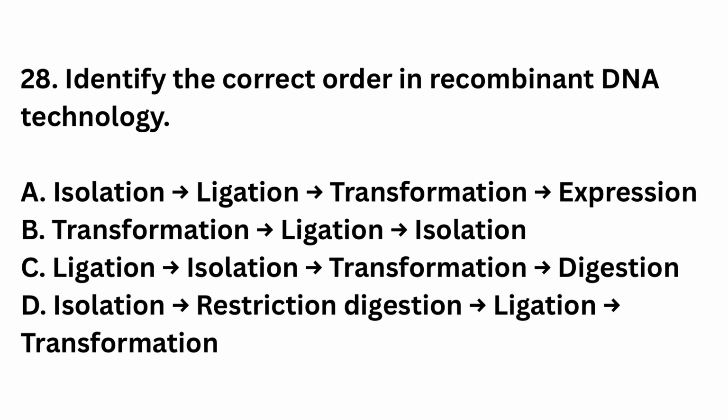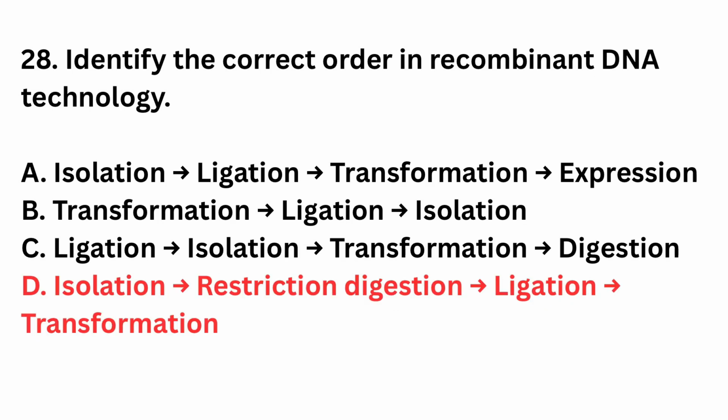Question number 28. Identify the correct order in recombinant DNA technology. The options are various orderings of isolation, restriction digestion, ligation, transformation, and expression. The right answer is option D: isolation, restriction digestion, ligation, transformation. The DNA is first isolated, cut with restriction enzymes, ligated into vectors, and then introduced into host cells.